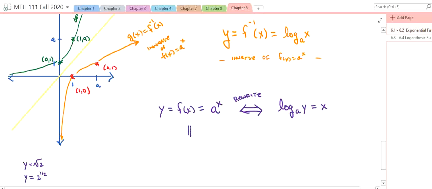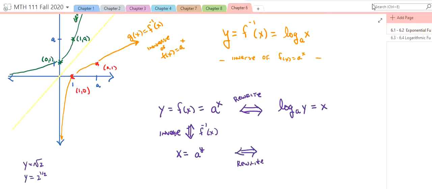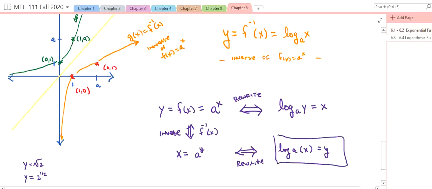Now, since this was 1-to-1, we can get the inverse of this by writing it this way, just switching out the x and the y. And then we can rewrite this in log form. We choose a as the base, log base a. So this is the inverse of this, written in log form.